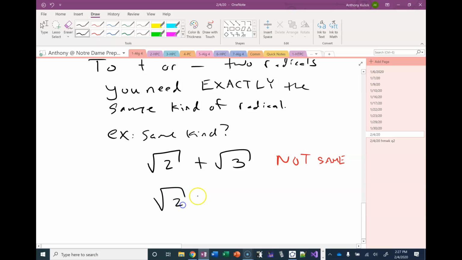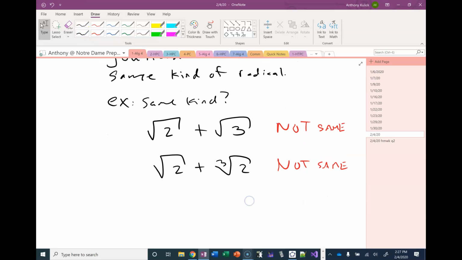So what if I did the square root of 2 plus the cube root of 2? Is that the same? Nope. Why are they not the same? Yeah, the indices are different. One's a square root, one's a cube root. What if I do the square root of 2 plus the square root of 2? This is the same.